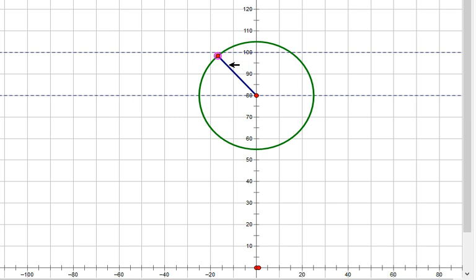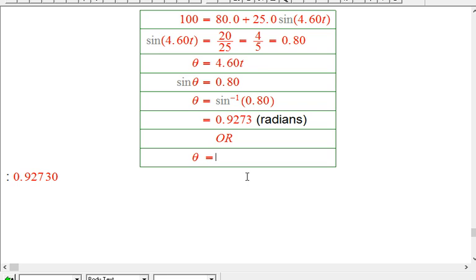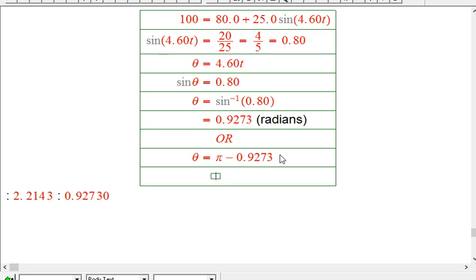Notice that when you're looking at a sine theta equals a constant value problem, it's exactly this picture: two angles with the same height. They're reflected across the y-axis, and that's one of the transformations we've studied. That is pi minus 0.9273. Let's get the decimal for that, and that's going to be 2.2143. So that's the angle that it's at.